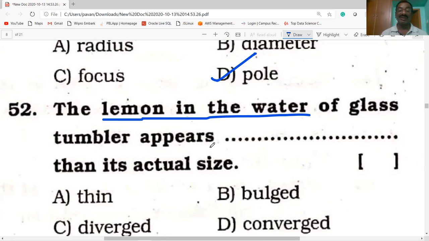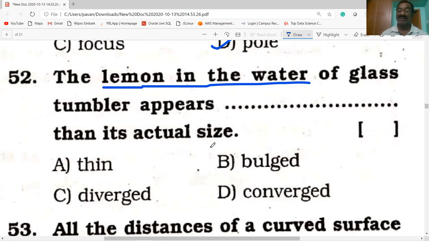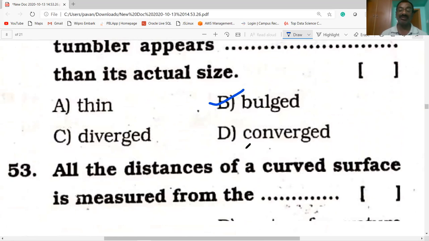Tell me what is the answer. Yeah, it appears to be bigger in size than its actual size. Bigger means bulged. So the lemon in the water appears bigger, that is bulged. This we call bigger in size.